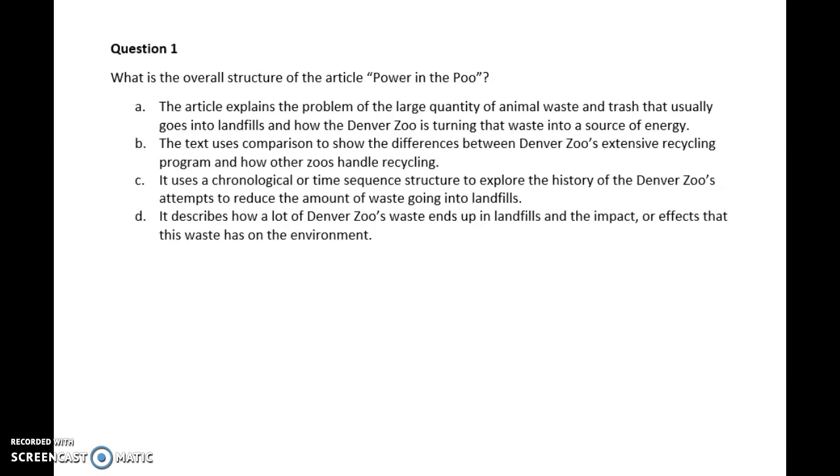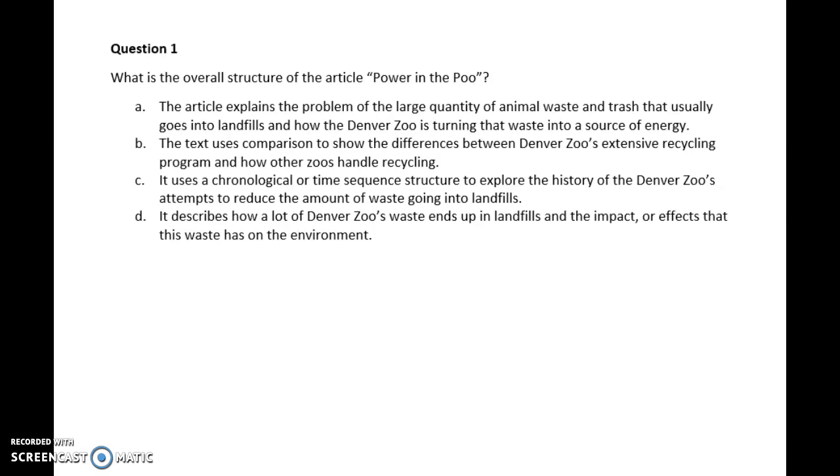Choice C says it uses a chronological or time sequence structure to explore the history of the Denver Zoo's attempts to reduce the amount of waste going into landfills. So if this answer is correct, the article is organized in sequence. The article should describe in order the different ways the Denver Zoo has tried to reduce the waste they send to landfills. The article would probably say what year each attempt happened.